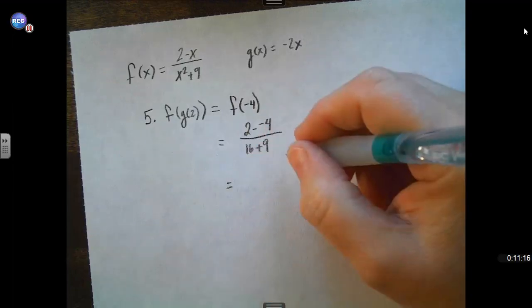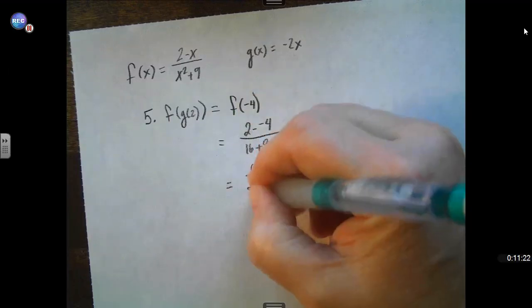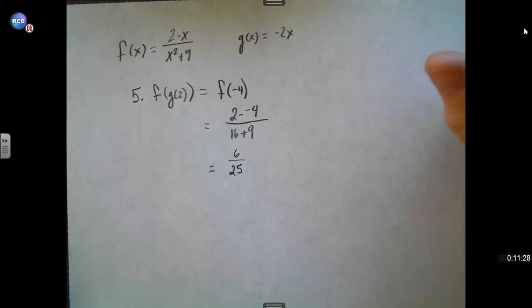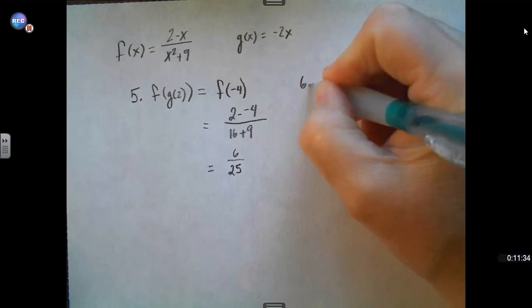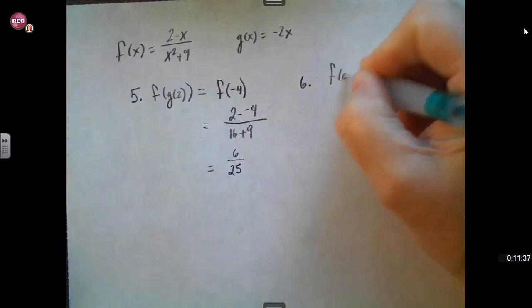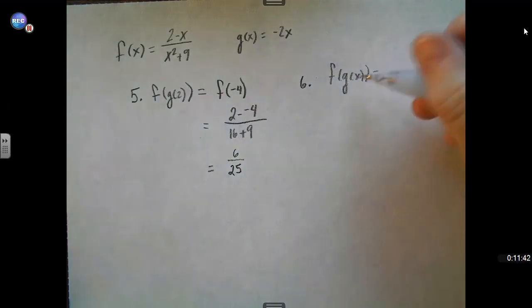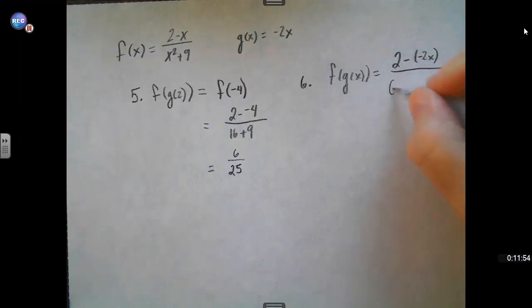Looks to me like that is 2 plus 4 is 6. 16 plus 9 is 25. That fraction doesn't reduce. And that was number 5. Number 6 wants me to find f of g of x. So that means they wanted me to plug in g into f for x. So I'm going to have 2 minus negative 2x, because that's g, over negative 2x squared plus 9.